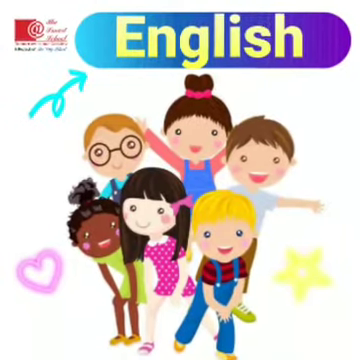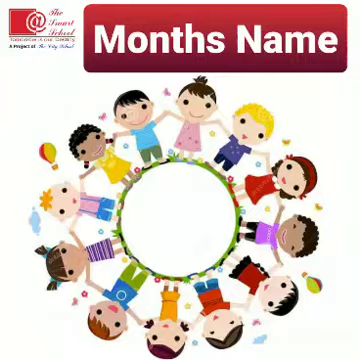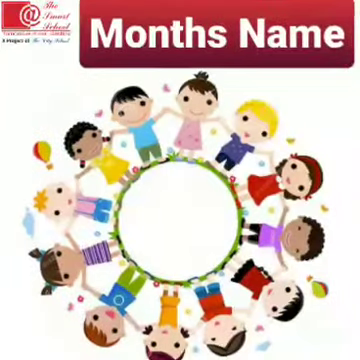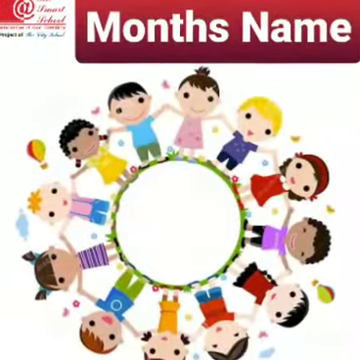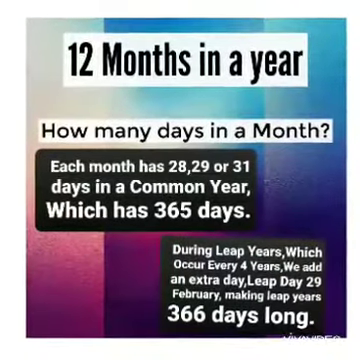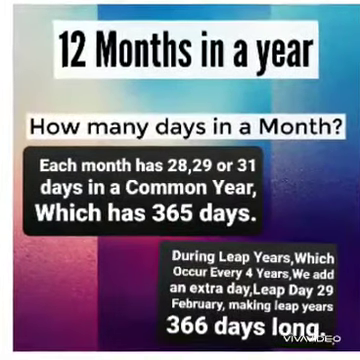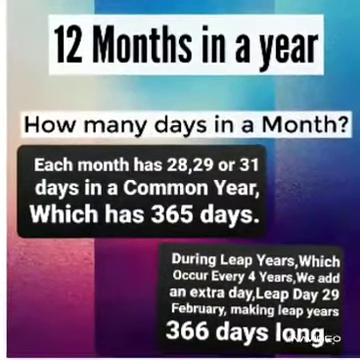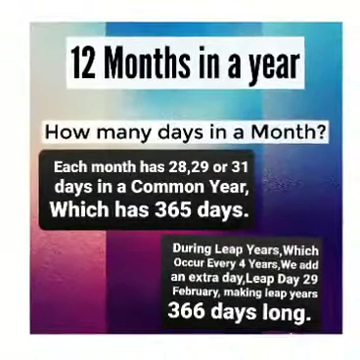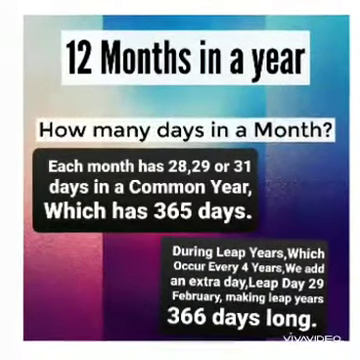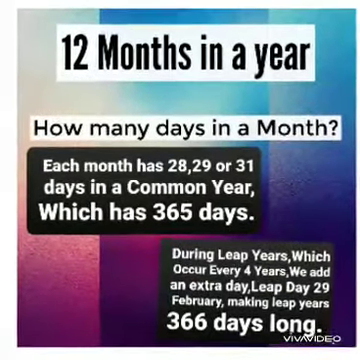Today we learn English and the topic is months' names. How many months in a year? 12 months in a year. How many days in a month? Each month has 28, 29 or 31 days in a common year, which has 365 days. How many days in a year?